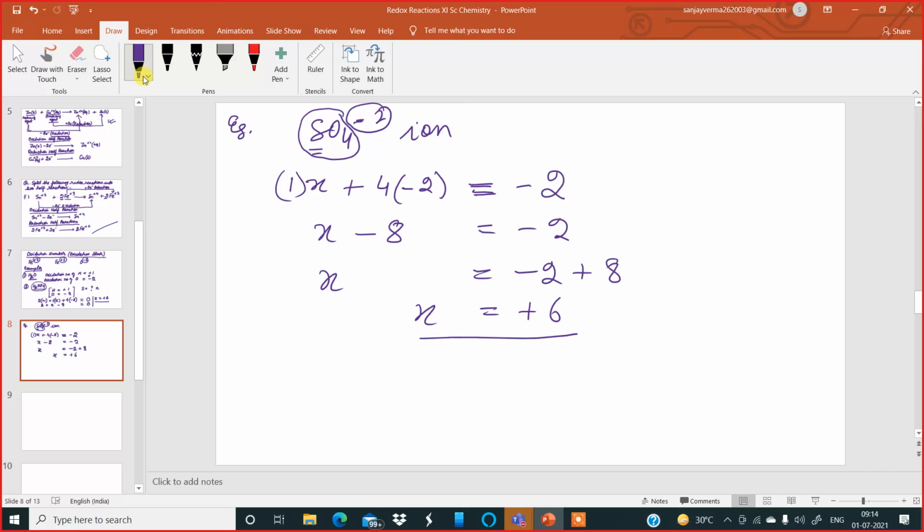Are you getting it? This is how we get the oxidation number of a given element from its radical or ion.